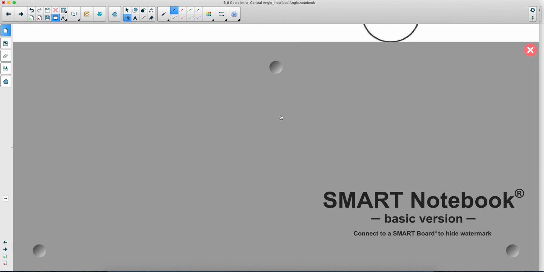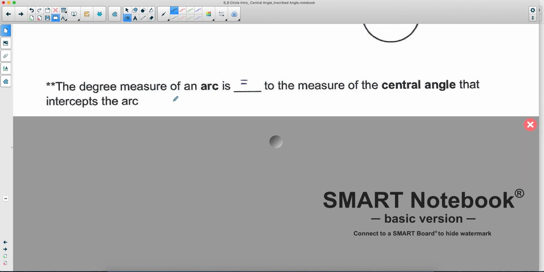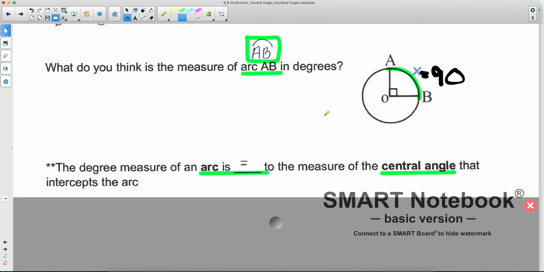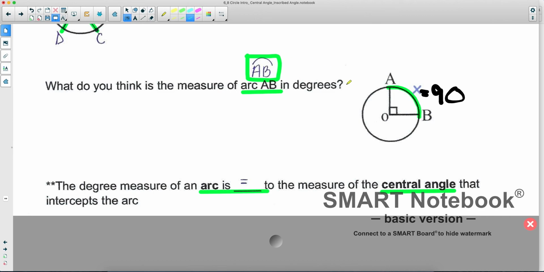And the relationship is, well, with central angles, the measure of the arc is equal to the measure of the central angle of the arc that it intercepts. So here we have the degree measure of an arc is equal to the measure of the central angle that intercepts the arc. So if you know the angle, you know the arc that it intercepts. If I highlight this AOB, almost think of it as like a Pac-Man. It eats up this angle, so this is the arc that it intercepts based on this angle.